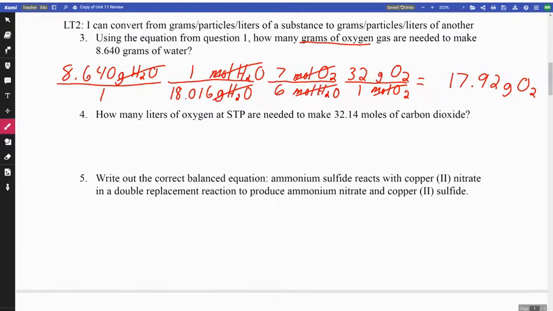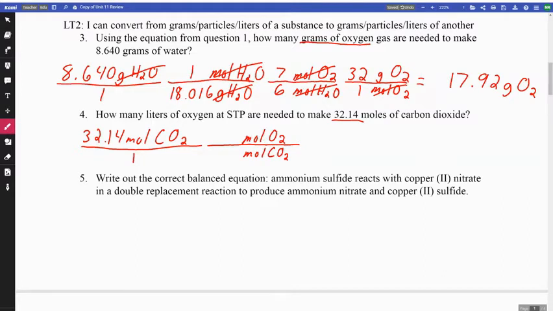How many liters of oxygen at STP are needed to make 32.14 moles of carbon? So, our given 32.14 moles of carbon. I'm sorry, carbon dioxide. 32.14 moles CO2 over 1. We do our conversion factor. We want to cancel out moles of CO2. So moles CO2. We cannot go from moles of CO2 directly to liters of oxygen, but we can go to moles of oxygen.